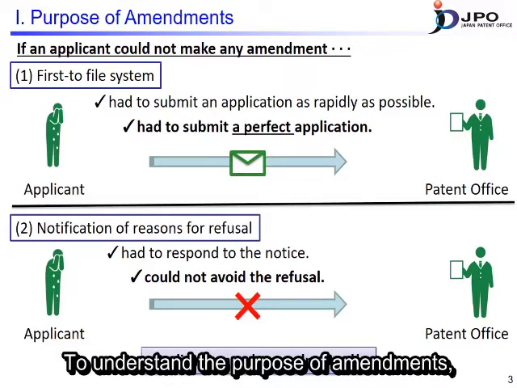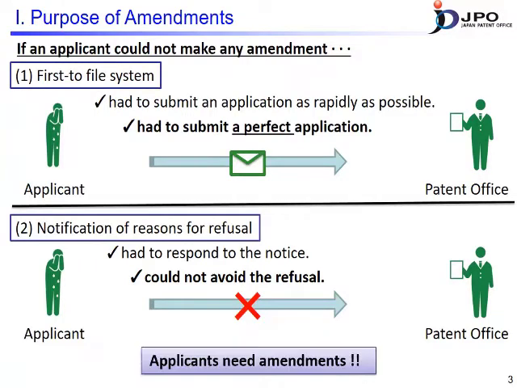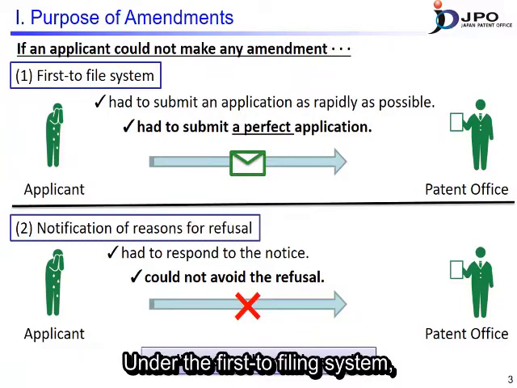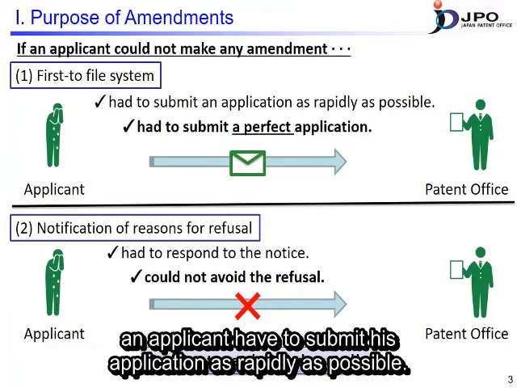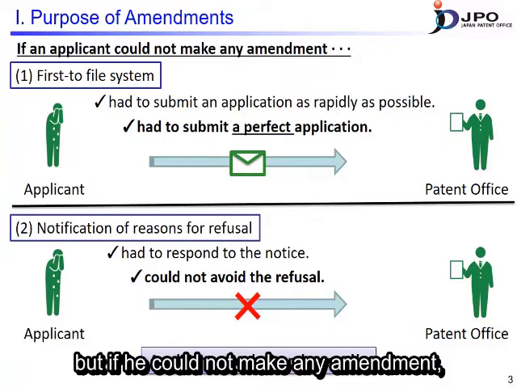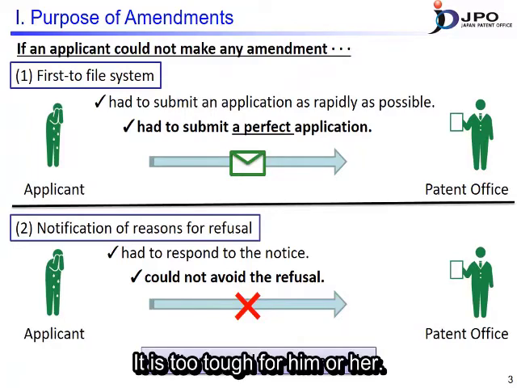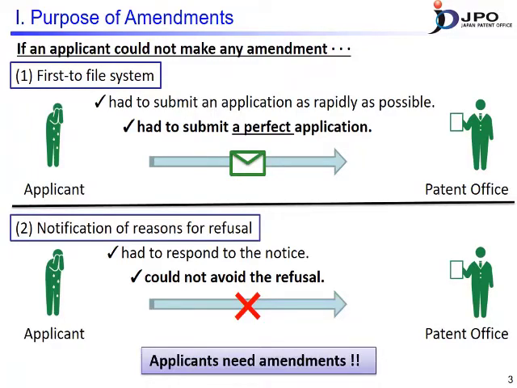To understand the purpose of amendments, let's imagine that an applicant cannot make any amendment. Under the first filing system, an applicant has to submit his or her application as rapidly as possible. Under such circumstances, he or she may make a mistake in the application. But if he or she could not make any amendment, he or she would have to submit a perfect application, including a perfect claim and a perfect description. It is too tough for him or her.